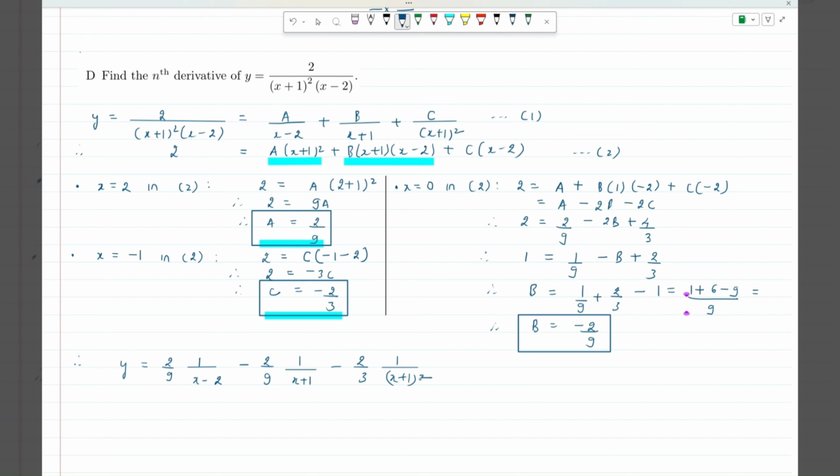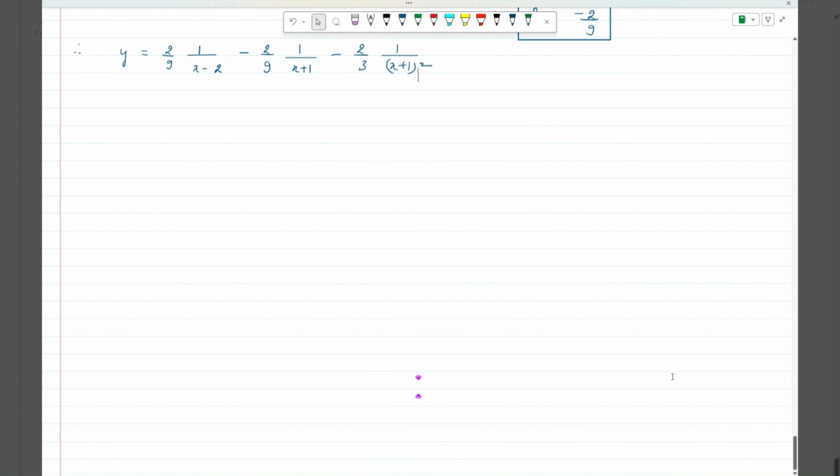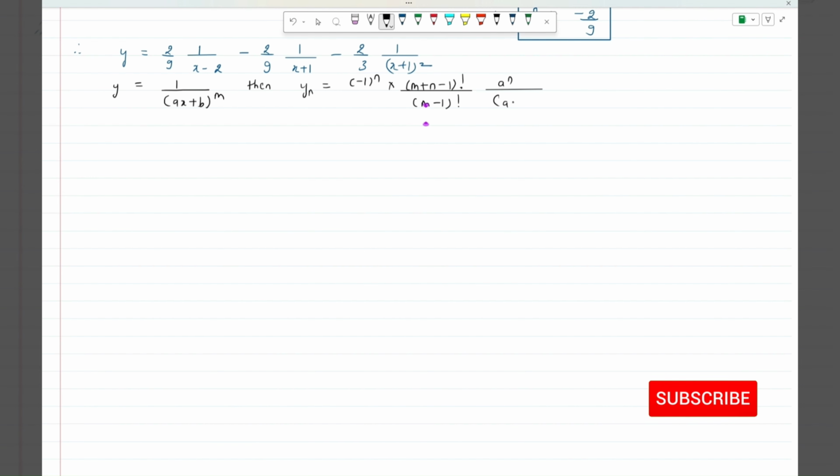Our objective is to find out the nth derivative. So for that we are going to take help of the formula. If y is equal to 1 over (ax plus b) raised to m, then its nth order derivative denoted by yn is given as (minus 1) raised to n into (m plus n minus 1) factorial divided by (m minus 1) factorial into a raised to n divided by (ax plus b) raised to (m plus n), and this formula is applicable for every natural number n.